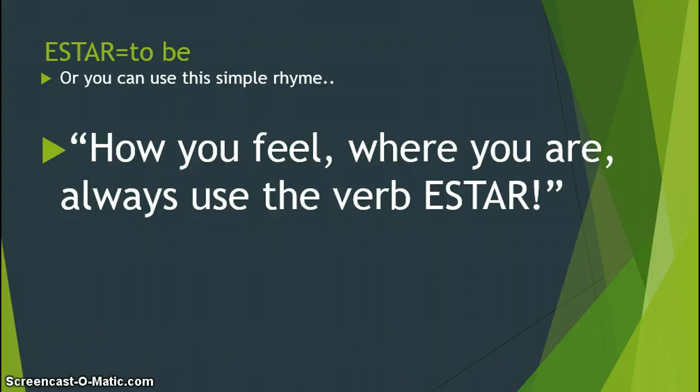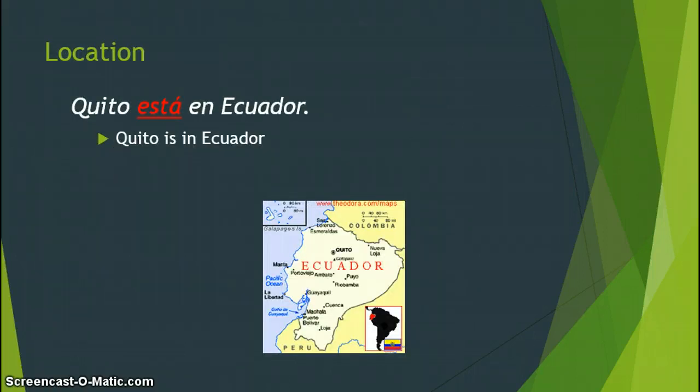If it's not about how you feel or where you or someone or something is at, I'm probably using ser. So that's kind of the simplification of all of these rules. So for location, if I want to say Quito is located in Ecuador, that is where that city is located, I will use the verb estar because I'm talking about location.